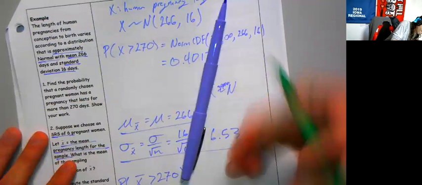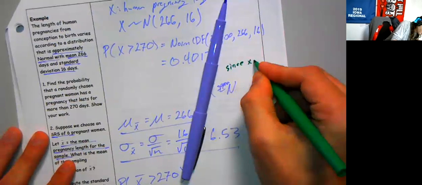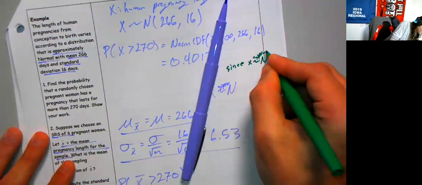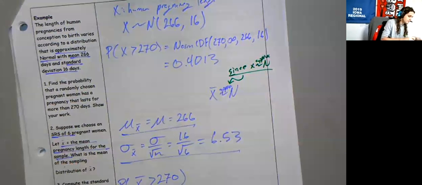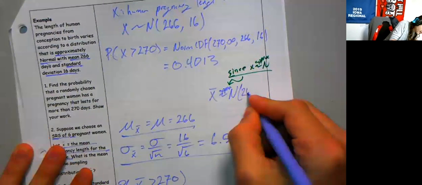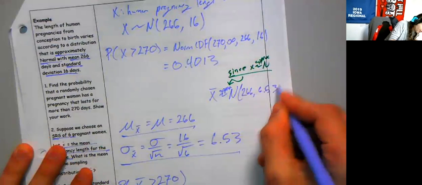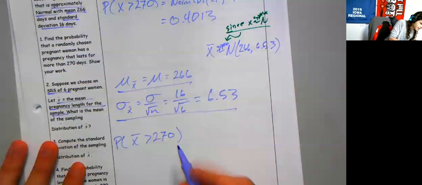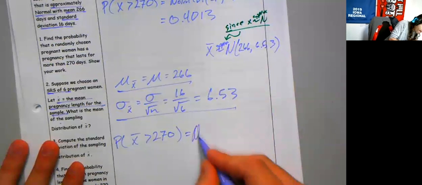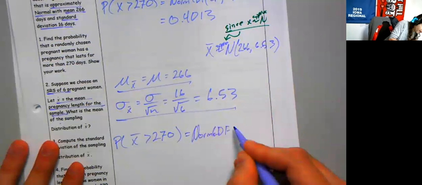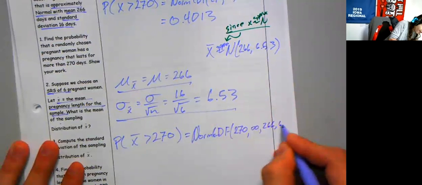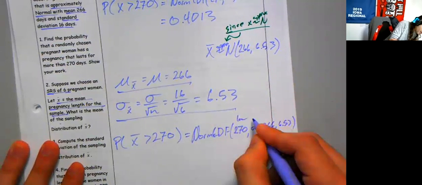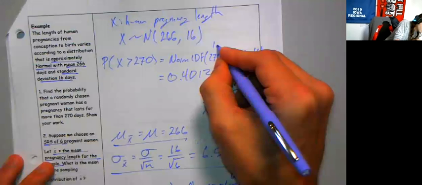I'm going to write this in green: since X is distributed approximately normal, we can say that X bar also will be approximately normal, with mean of 266, standard deviation of 6.53. So we should expect fewer above 270 in this case. We're going to do it with norm CDF. Only difference between this one and the one above is that instead of 16, we're going to have 6.53. Remember, go back and label these lower, upper, mean, and standard deviation. I forgot to up here.